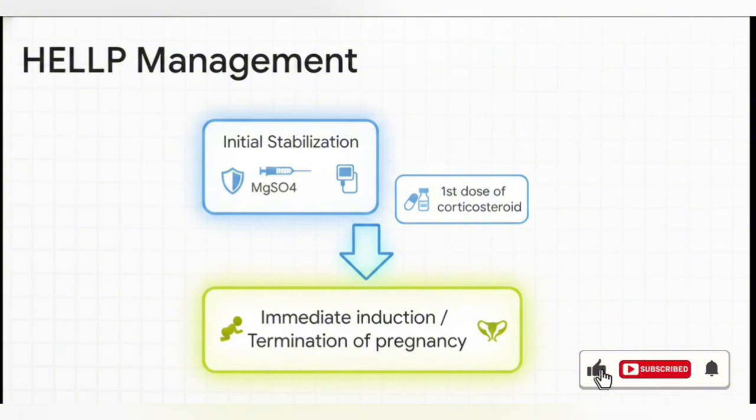Management of HELLP is a classic 2-step strategy. Initial management is all about maternal stabilization. You give MgSO4 to prevent seizures, because remember, this is deeply tied to severe preeclampsia, and antihypertensive drugs to control that blood pressure. Right after that, you administer the first dose of corticosteroids and go for immediate induction of labor. क्यों? Because the definitive management is the termination of pregnancy, irrespective of the gestational age. Delivering the baby is the ultimate cure here.